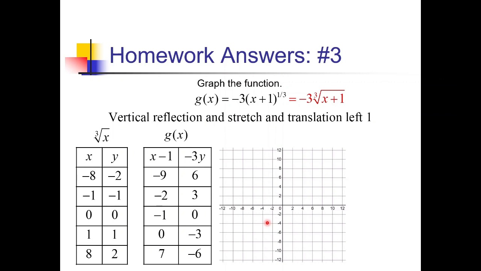Graphing all that out, looks like I made my grid lines in both directions go by 2's just to make sure I can fit everything. So our first point, we've got negative 9 comma 6, which is up here. Then negative 2 comma 3 is right there. And then negative 1 comma 0 right on the x-axis. And now we have 0 comma negative 3 for a y-intercept. And then 7 comma negative 6 down here. And then let's just draw our cube root function through all of these points.